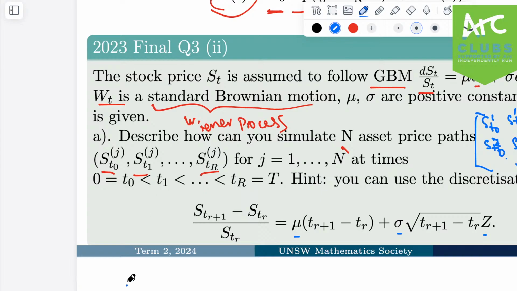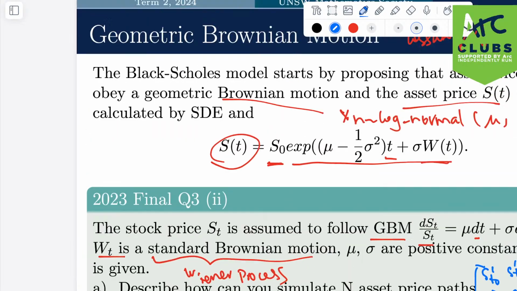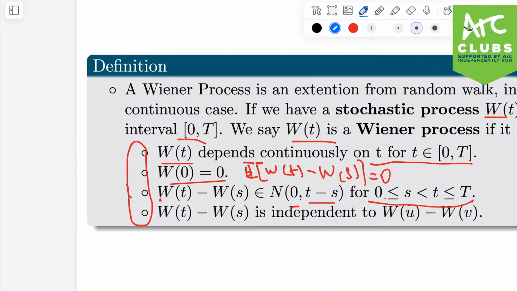So if I'm going to do this question, the step 1 I'm going to write is simulate z1 until zr from a standard normal distribution. At least that is something I wrote down, right? Because we know that z follows normal 0, 1. Again, this is just from the slide above, the slide here.